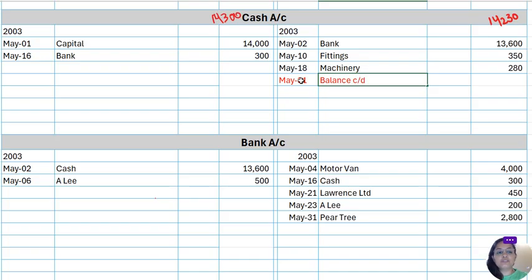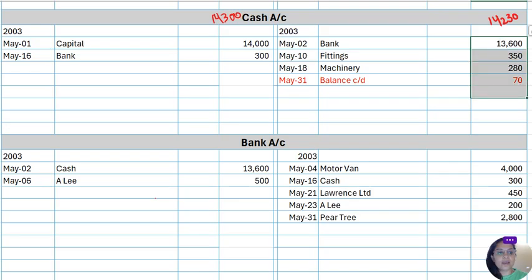The difference you get goes on the side with the least amount. In this case, the credit side has the least amount. So on your calculator, 14,300 minus the 14,230 will give you a difference of $70. What this means in your cash account is that you have a $70 balance in your cash.